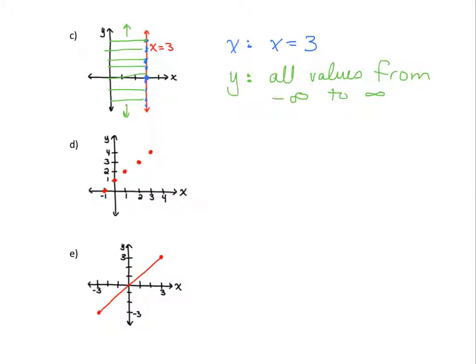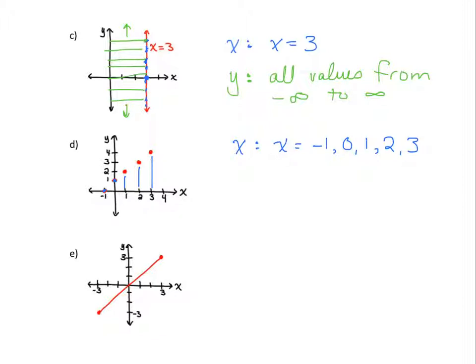In example D, we have just a graph of points. So this is discrete data. So for each point, we want to look at what x value they have. So this one has an x value of -1, and then we have 0, +1, +2, +3. When we just have a few x values like that, we actually only list the specific x values included. So x equals -1, 0, 1, 2, and 3, and use commas in between them.